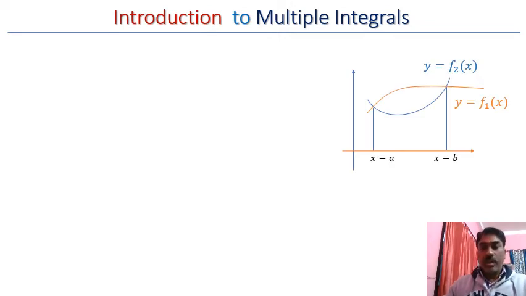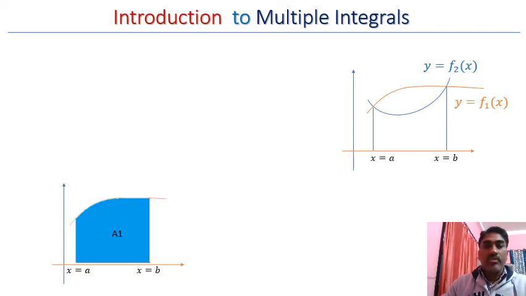Suppose you have to find the area bounded by these two curves, y is equal to f1(x) and y is equal to f2(x). Then in general, because we have already discussed the area bounded by a curve, we will find this area first by the same method, because you already know that method. So you find the area below the curve y is equal to f1(x) from a to b.